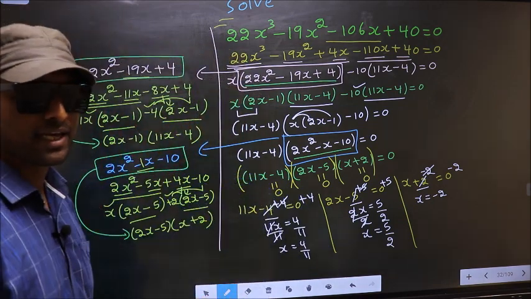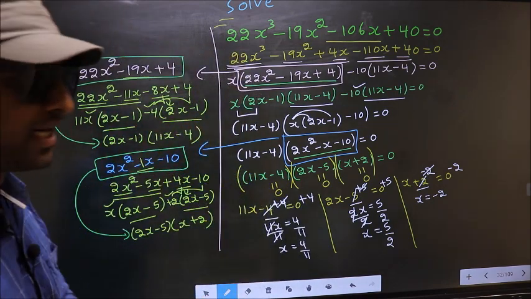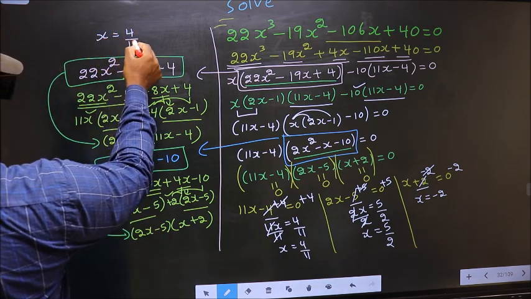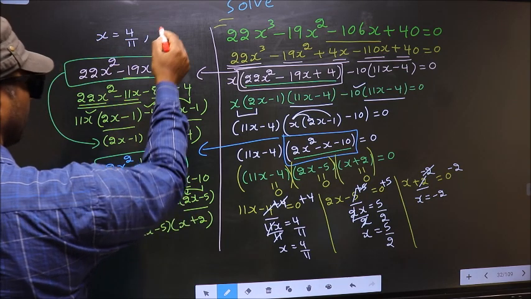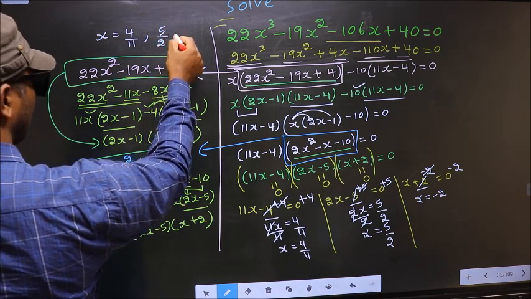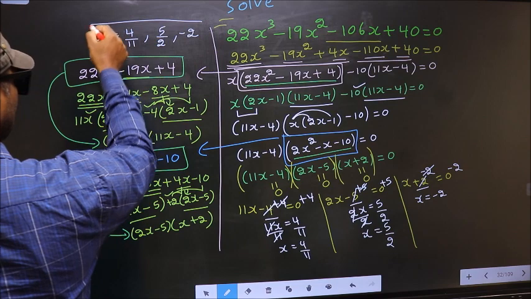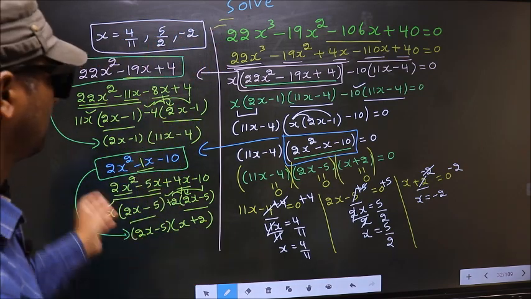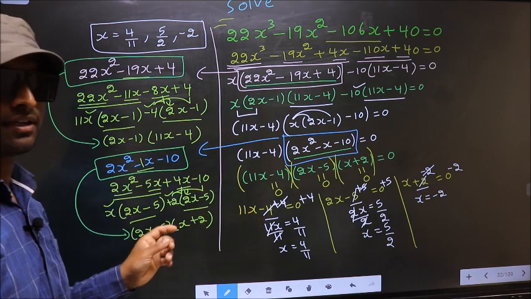So the x values that we got are 4 by 11, 5 by 2 and minus 2. This is our answer. Am I clear?